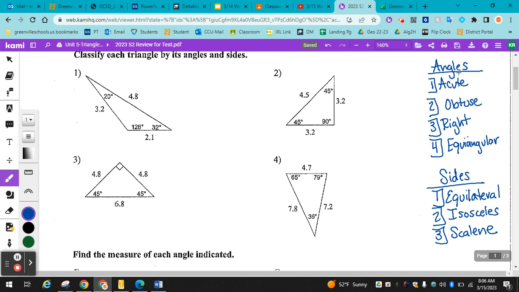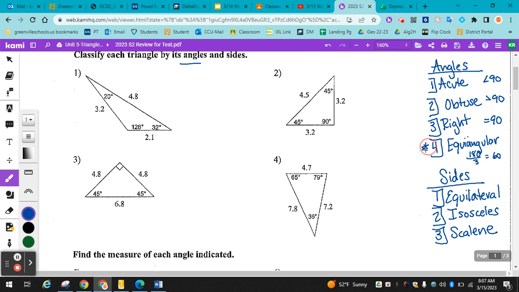Okay, so first off, you want to classify it by angles. If all angles are less than 90, then it's acute. If you have one greater than 90, it's obtuse. If you have one equal to 90, it's right. And if they're all equal, which would have to be 60 degrees, then it's equal angular.